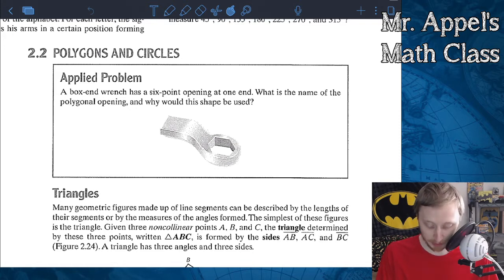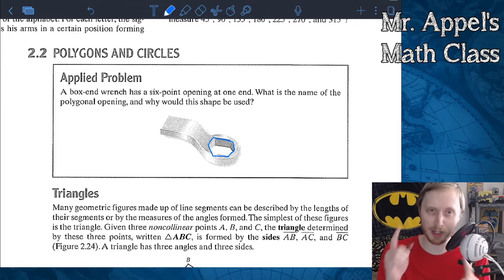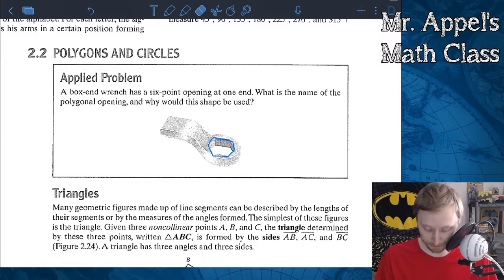Today we will be tackling section 2.2 on polygons and circles. First up, the applied problem to introduce the topic. Here we have a box end wrench, that is to say a wrench in which the end is entirely enclosed, has a 6-point opening on one end. What is the name of the polygonal opening? And why would this shape be used? So can we not only name the shape we see inside here, but why would that shape in particular be a good one to pick versus all the other possible shapes? Keep that in mind as we go through the section.